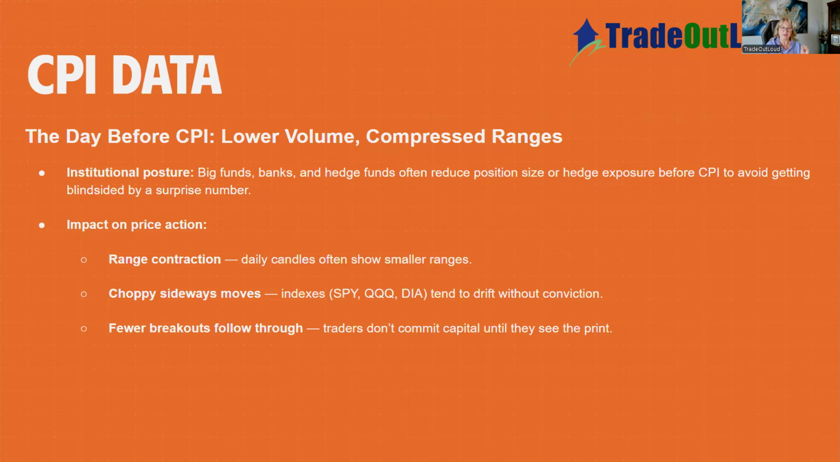So here's the impact on price action. You're going to get a range contraction, and this is exactly what we had yesterday. Daily candles often show small ranges, and I told you about the daily candle that was inside Friday's range. You get choppy sideways moves for indices like QQQ, SPY, DIA, obviously for futures indices as well. And they drift without any kind of conviction because they don't have a reason to push or to pull. So you get that choppy move and you get fewer breakouts and follow-throughs. Traders don't commit capital, and I mean institutional traders, not us that trade from home, right?